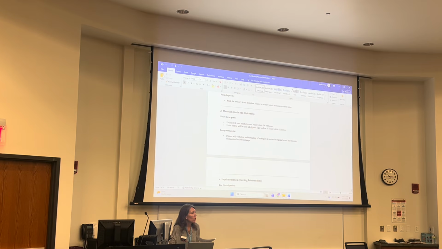So some goals then for this patient, some example, patient will pass a soft form stool within 24 to 48 hours, right? So they're having constipation. What's normal GI elimination, that's what we want for this patient. Okay, they're not urinating enough, so another goal would be urine output greater than or equal to that 30 per hour, and it should be light yellow in color within 12 hours, which is the time that you can put on there. Okay, some longer term goals, maybe the patient will verbalize understanding of strategies to maintain regular bowel and bladder elimination before discharge.